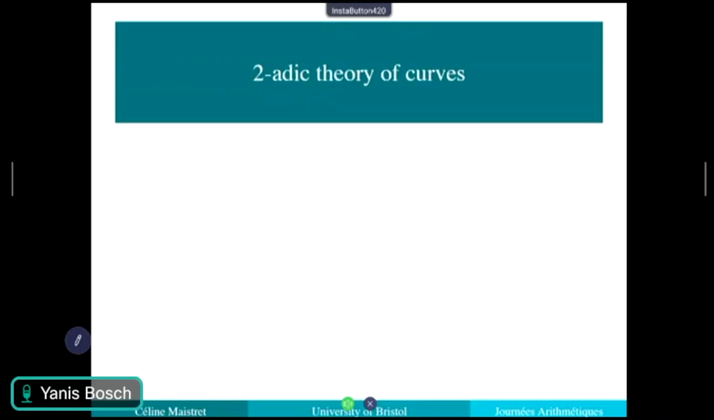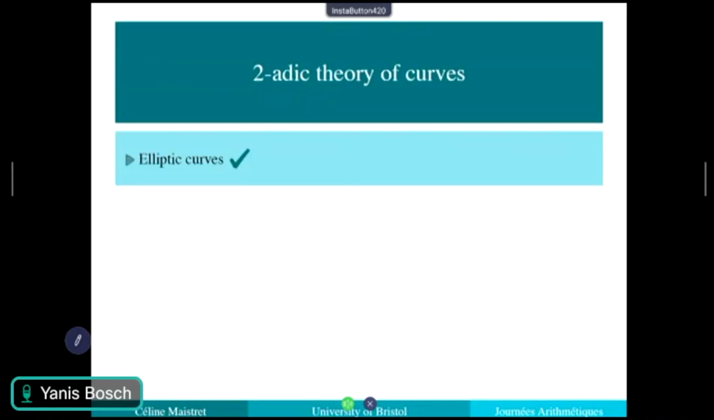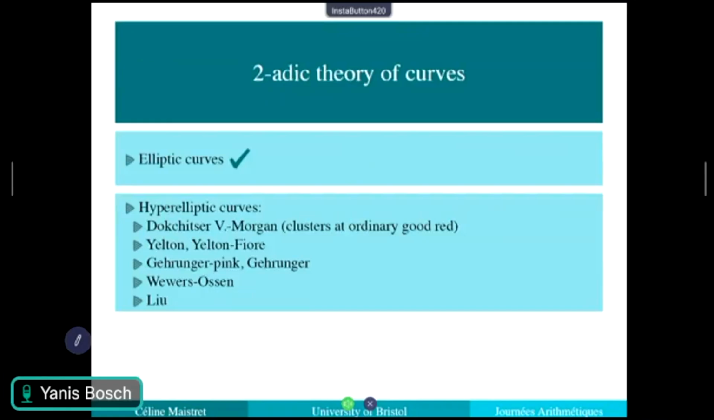But what do we know of the p-adic theory of curves? Elliptic curves are well understood. For hyperelliptic curves, there are mixed results. We have some theoretical results using clusters. That's the work of Dokchitser and Morgan. But that's when the curve has ordinary good reduction. And there is some possibility to extend this, but it's still, again, active research.